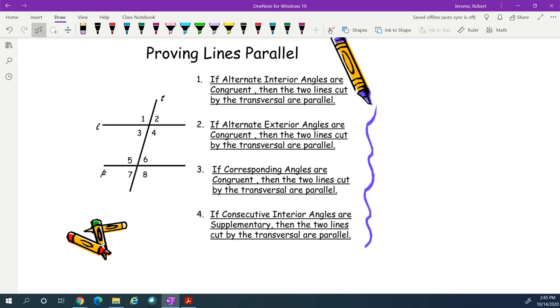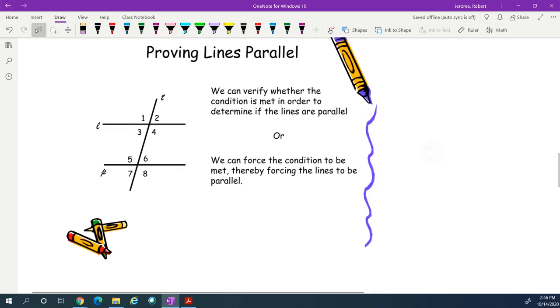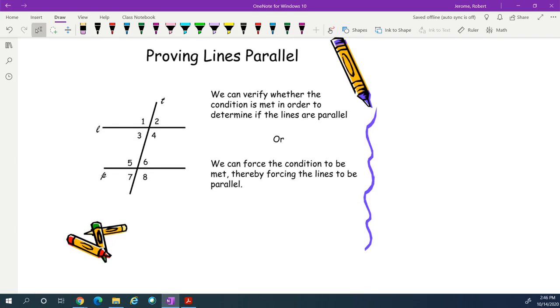So we're using the same four relationships. If the alternate interior angles are congruent, we test that. Then as a conclusion or as a result, those lines must be parallel. If the alternate exterior angles are congruent, we test it. Yes, the lines are parallel. If the corresponding angles are congruent, then the lines are parallel. And if the consecutive interior angles are supplementary, then those lines are parallel. Same knowledge. That's why we're doing this now. So we're going to verify if the condition is met to determine if the lines are parallel.